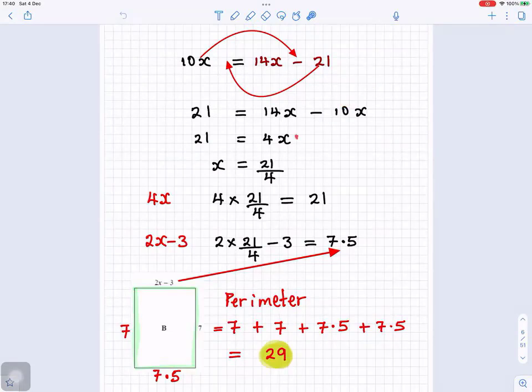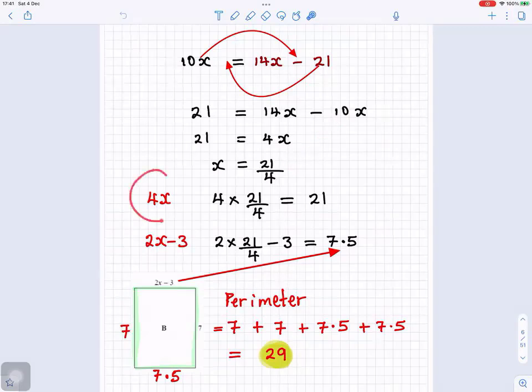So 14 minus 10 gives you 4x. So now to get x, 4x means 4 times x. To get x is 21 divided by 4. No need to put it in decimal. You have x as 21 over 4. No need to change it to a mixed number.